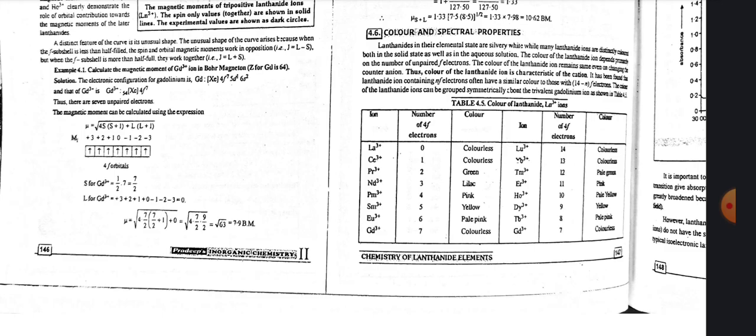Lanthanides in their elemental state are silvery white, while many lanthanide ions are distinctly colored, both in the solid state as well as in aqueous solution. The color of the lanthanide ion depends on the number of unpaired f electrons. The color of the lanthanide ion remains the same even on changing the counter ion. The color of the lanthanide ion is characteristic of the cation.